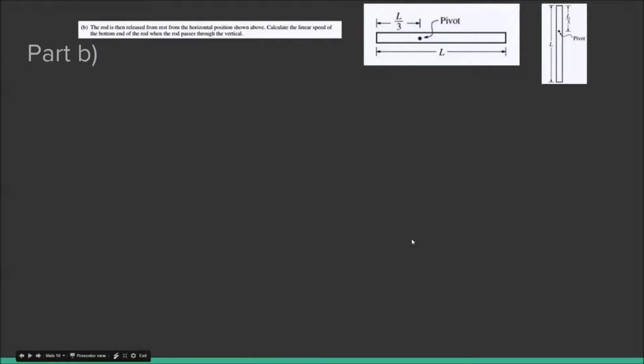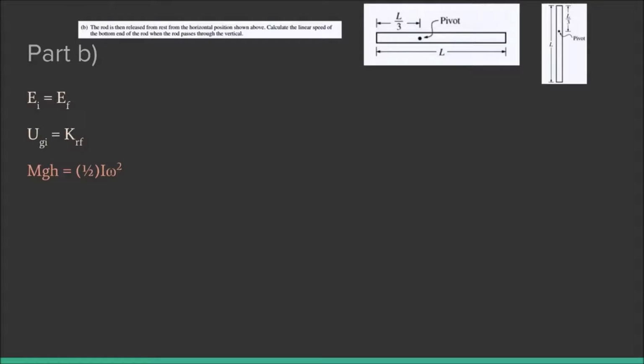Alright, part B. The rod is released from rest from the horizontal position above. Calculate the linear speed of the bottom end of the rod when the rod passes through the vertical. Alright, so here we have a picture of the rod horizontally before it's dropped. And we have a picture of the rod when we need to analyze the speed of the bottom of the rod. So, alright. This is how we're going to use energy conservation to solve this problem.